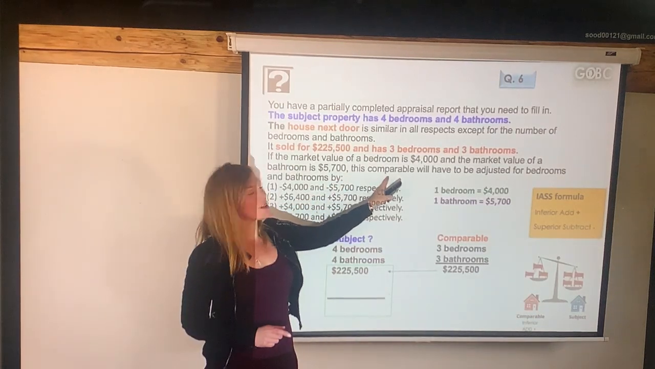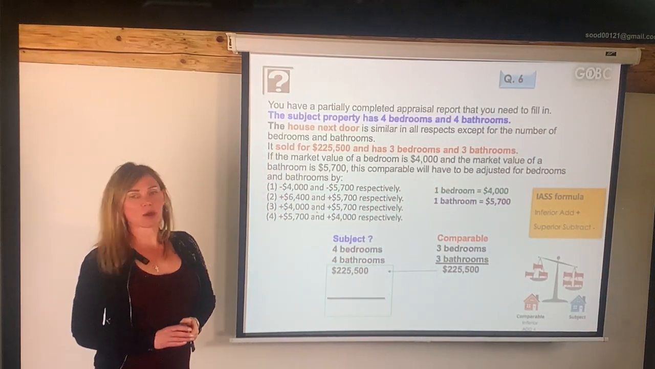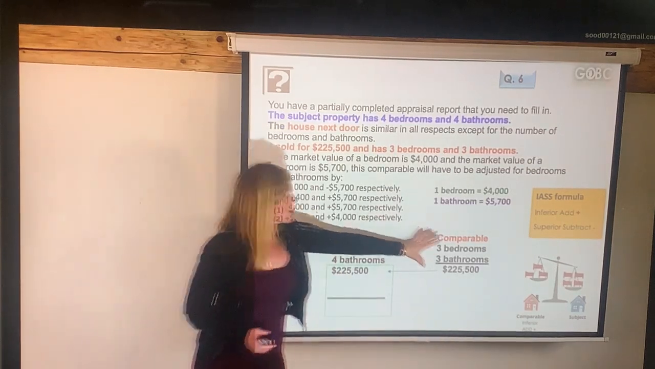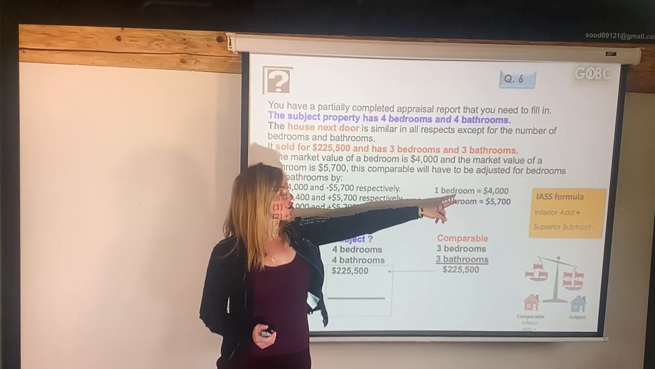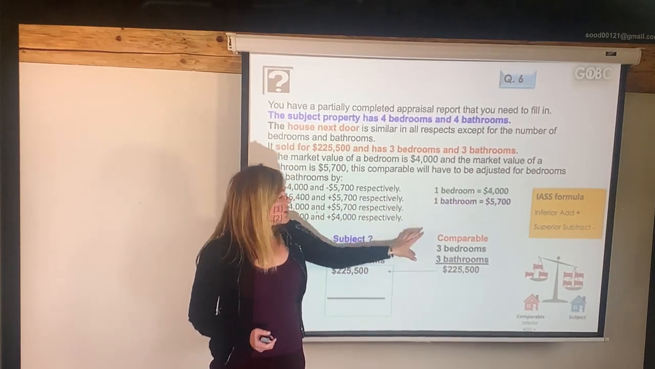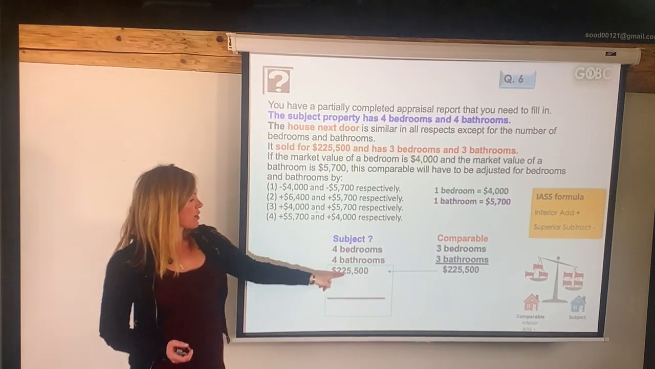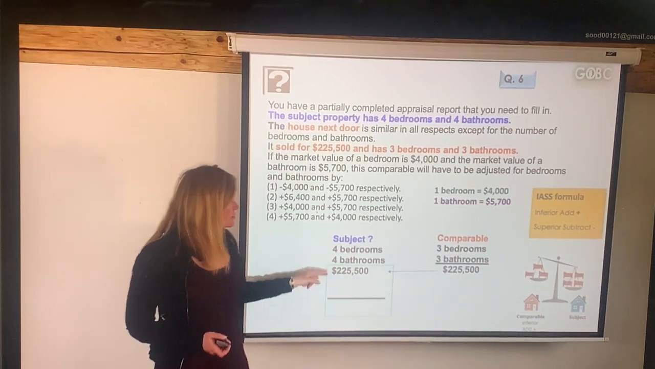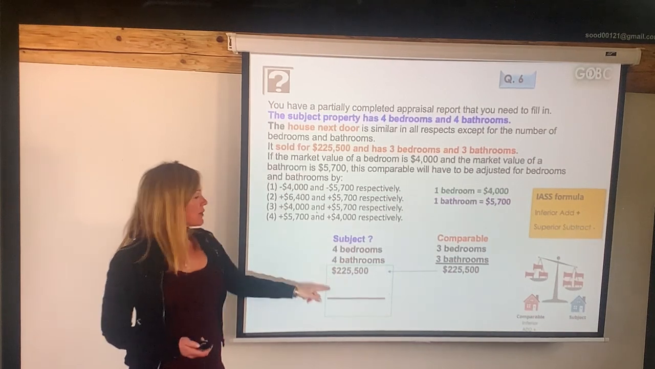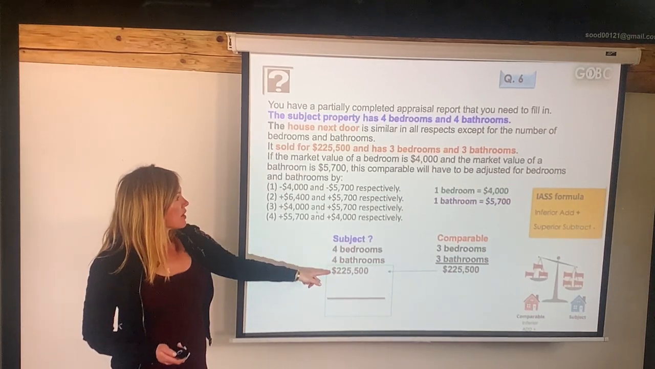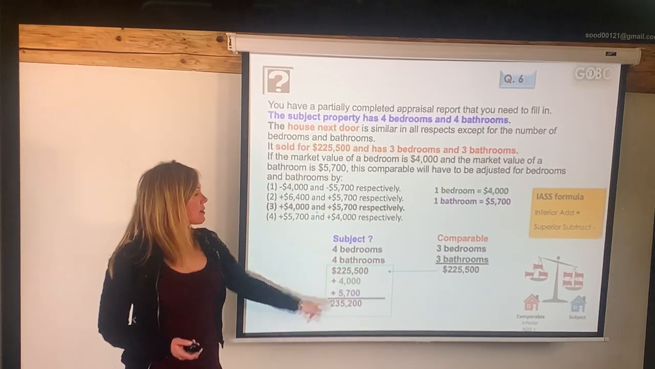So you see how the question talks about the comparable. This comparable will have to be adjusted for the bedroom and bathroom by what? We're not looking for the subject, we're looking for the comparable. Does your comparable have more or less in value? It has less. And if it has less, that's your formula. In theory, you add. So if it has less in value, you're adding. If I want to find out how much my subject is worth, I'll take that 225,500 as the price of the comparable, and then start adding for each missing bedroom and bathroom. So I'm adding one bedroom and one bathroom, and each bedroom is 4,000, each bathroom is 5,700. That's how much my subject property will be worth.